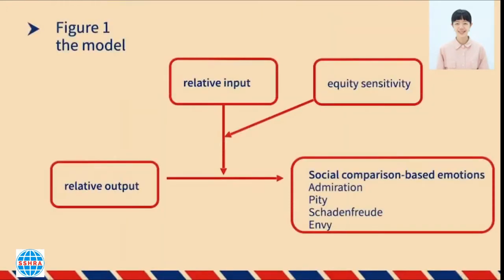This page is the relationship framework describing the relationship between the variables. According to equity theory and social comparison, we drew it. Relative output will affect social comparison-based emotions. Equity sensitivity is a variable that determines how the relationship between relative input and the emotion changes. Across the levels of a relationship variable, equity sensitivity will moderate all of them.